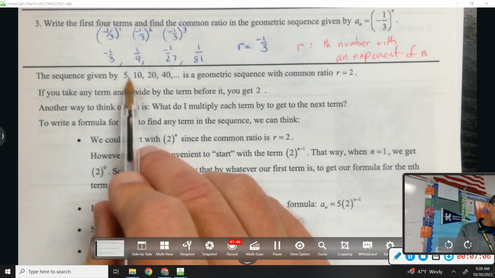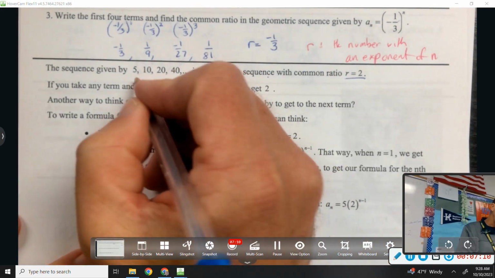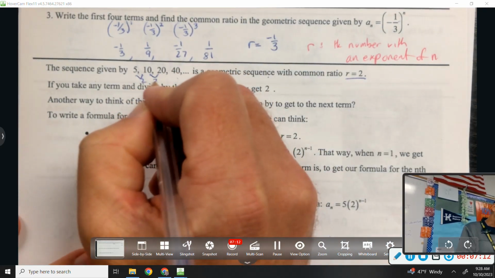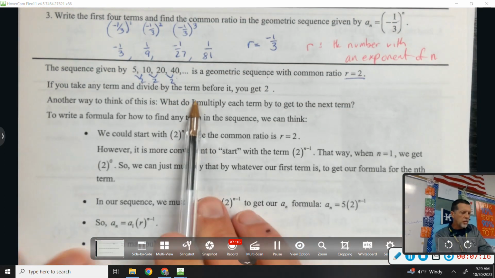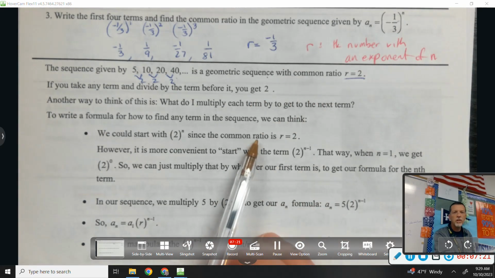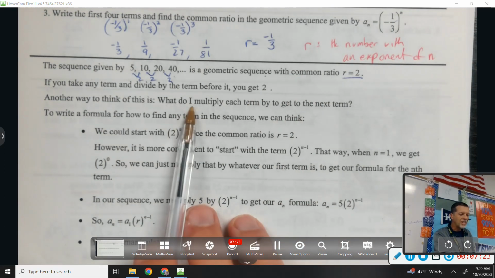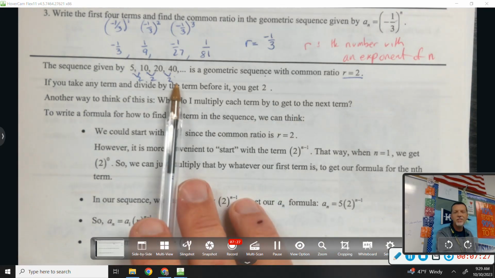Sequence given by 5, 10, 20, 40. Okay, clearly a geometric sequence with common ratio 2 because you're multiplying by 2 each time. If you take any term, divide by the term before it, you get 2. Yes, that's what it means to have a common ratio of 2. Another way to think of it is, what do I multiply each term by to get to the next term? Well, 2, we just said that.